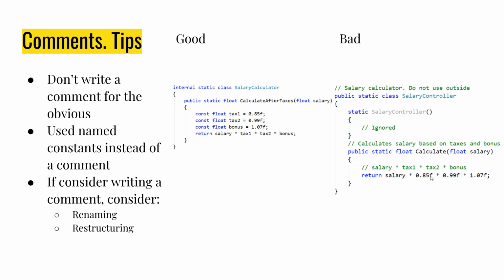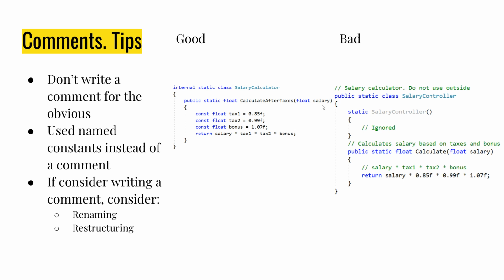You have 0.85, you have 0.99, and you have 1.07. What are those numbers? I don't know. They're magic numbers, and you should avoid those. Instead of a magic number, have a constant with a name. If you look at the left side, you see a constant float, and you see tax. So 0.85 is some tax 1 rate, tax 2 rate, and then a bonus. In the end, you see how salary gets calculated after taxes. You multiply salary by tax 1, then tax 2, and then bonus, and you return it. That's how you calculate actual salary from base salary.